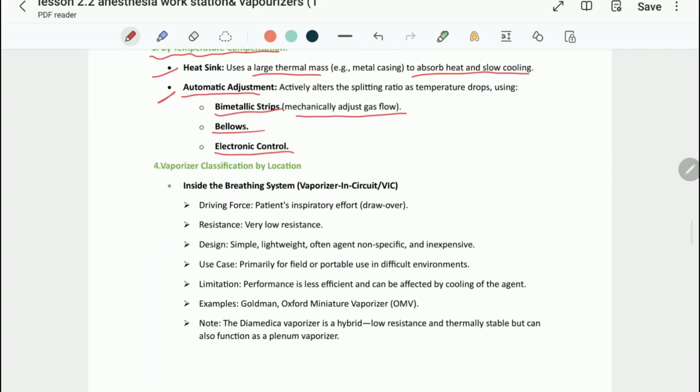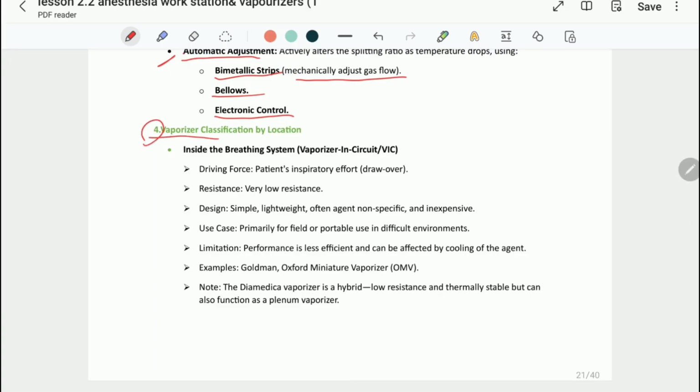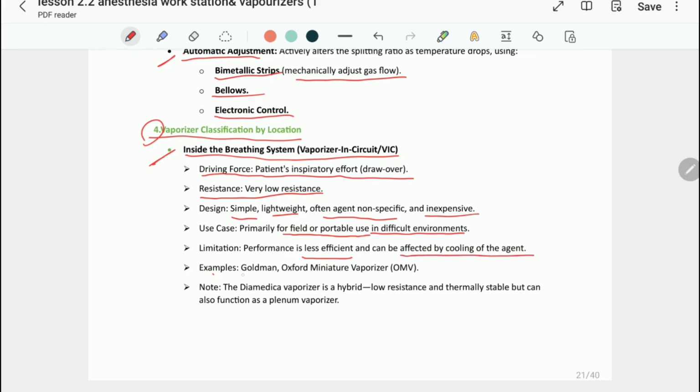Then the fourth system is classified by location. Vaporizers classified by location are either inside the breathing system, vaporizer in circuit or wick, in which the driving force is the patient's inspiratory effort. Their resistance is very low, and the design is simple, lightweight, and they are often agent non-specific and inexpensive. They are primarily used for field or for portable machines used in difficult environments. But the limitation is that their performance is less efficient, and it can be affected by cooling of the agent. The examples include the Goldman vaporizer and Oxford miniature vaporizers.